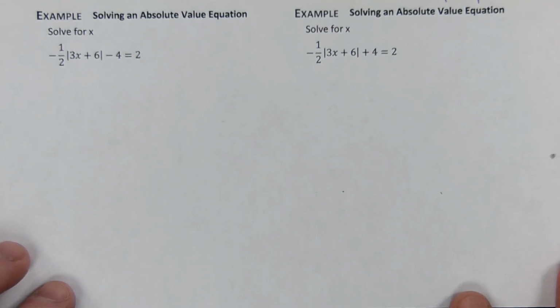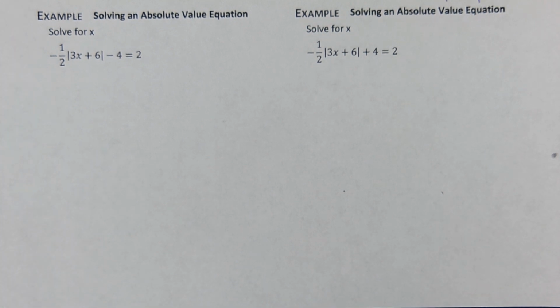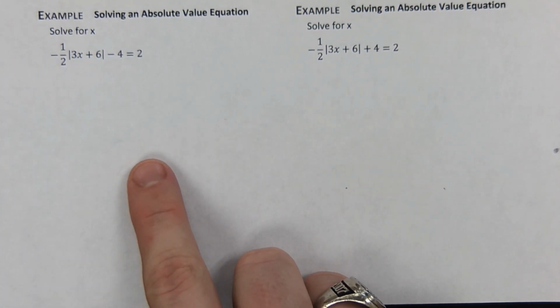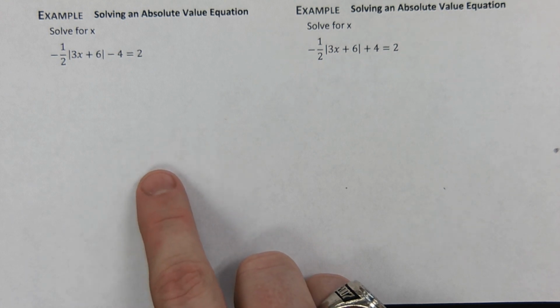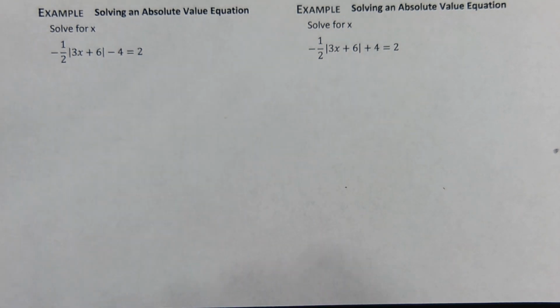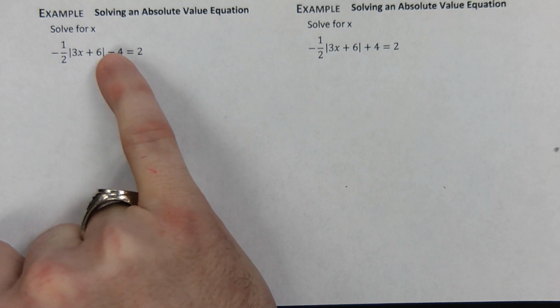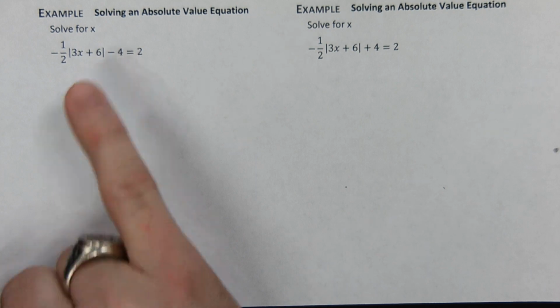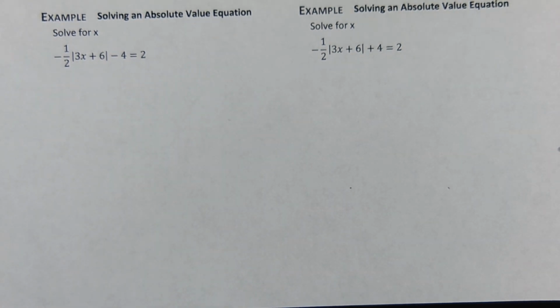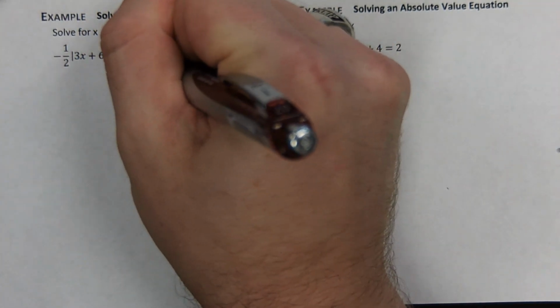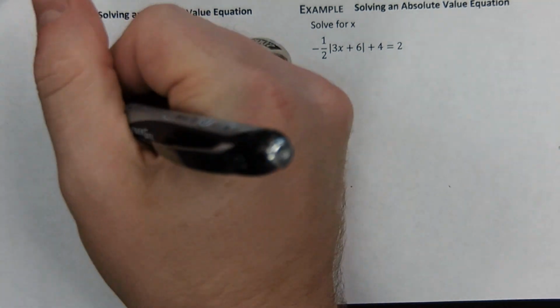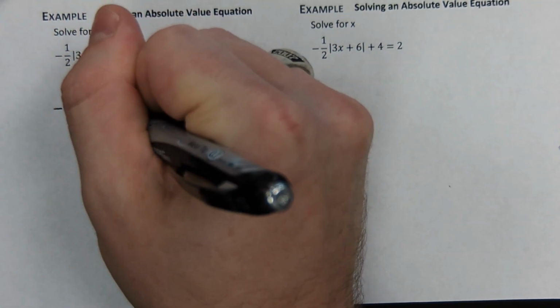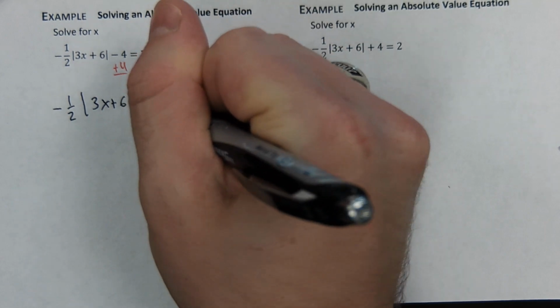So for this one, what is going to be my first step? Somebody can shout it out. Got to add 4 first. PEMDAS in reverse order. We need this negative 4 to disappear. Pretend it says negative 1/2 x minus 4. Trying to get rid of that negative 4. Our job is to get the absolute value bars alone. So let's add 4 to both sides. I'll use black. Negative 1/2 absolute value of 3x plus 6 equals 6.